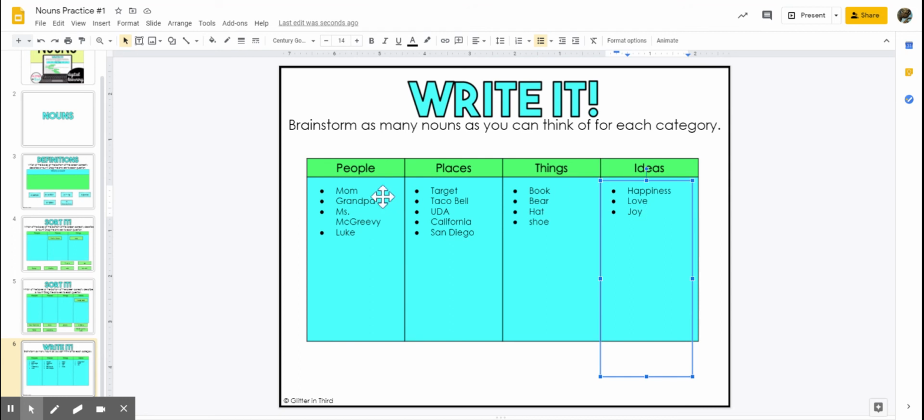So I want you to come up with as many examples of nouns as you can think of. People, places, things, and ideas. I would try to come up with at least 5 for each category. When you are finished, you can close this tab and click Turn in Google Classroom.